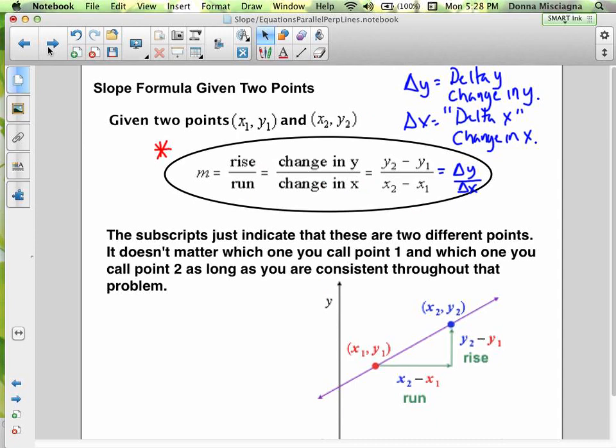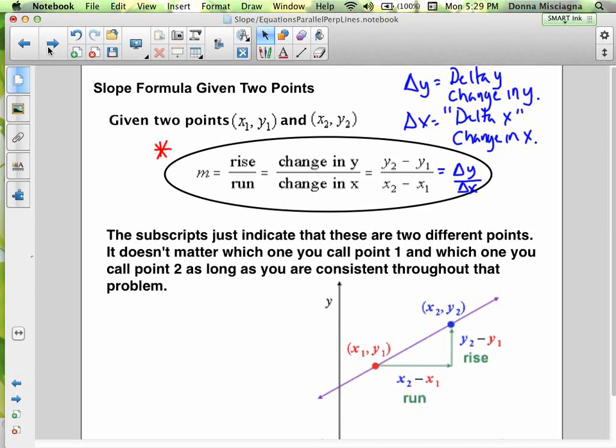It doesn't matter which one you call point 1 and which one you call point 2, as long as you are consistent throughout the problem. Notice in the last problem I was going to have that second point be point 2, and I decided I'd switch them up just because then I was subtracting 0 instead of subtracting from 0.